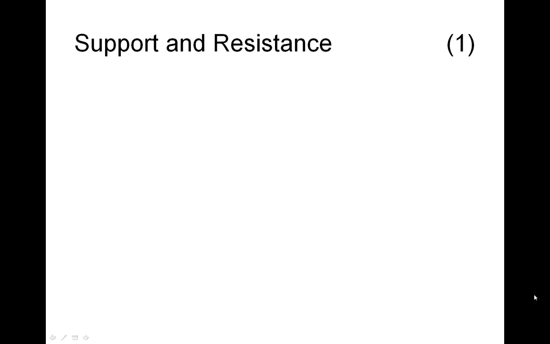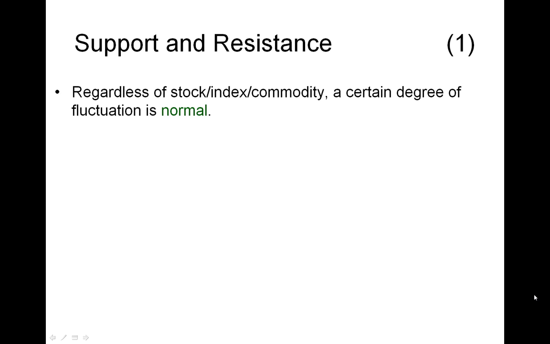So let's move on to the concepts of support and resistance, which are particularly pertinent to this video. Essentially, these concepts reside in the basis of the perception that regardless of which stock or commodity or index we pick, a certain degree of fluctuation in the value of that stock or index is normal. It's perfectly normal, and we've discussed this in our videos earlier.